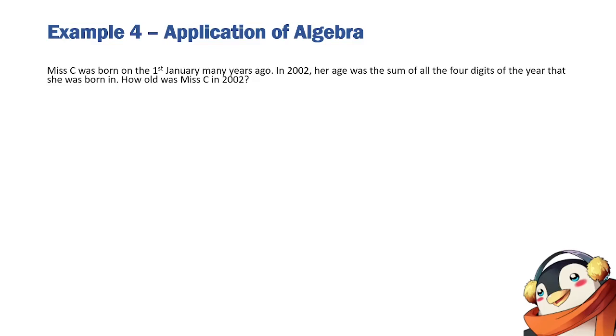So what does this mean? This means that if Miss C was born in 1937, then you have 1 plus 9 plus 3 plus 7, which means that it's 20. Okay, this is called the sum of all 4 digits of the year. So how old was Miss C, right?